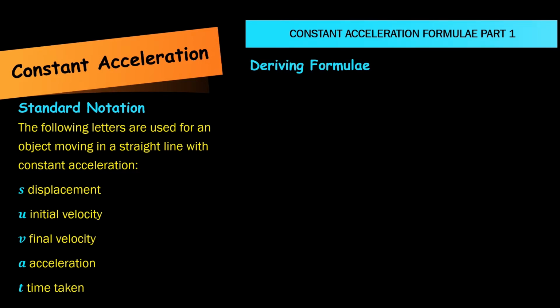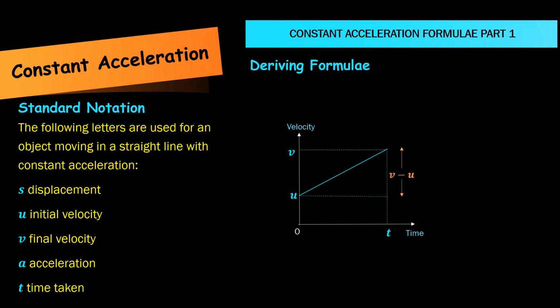Let's now derive some formulae using this notation. We're going to use a graph to help us. We have time on the x-axis and velocity on the y-axis. We have initial velocity u here and final velocity v here over a time t, as shown. The vertical distance shown is v minus u. We're going to use this to calculate the gradient. And of course, this is time t.